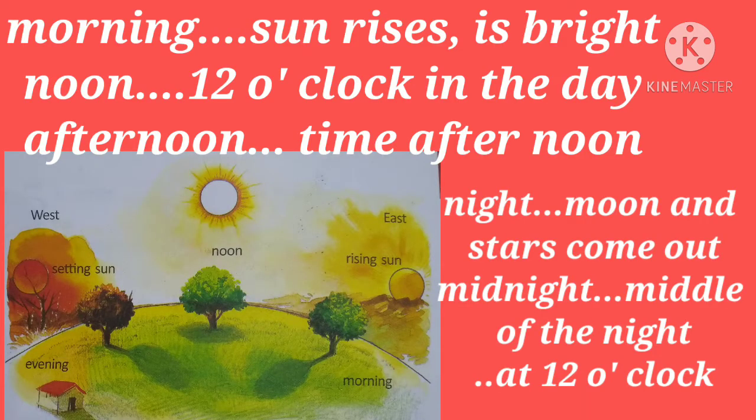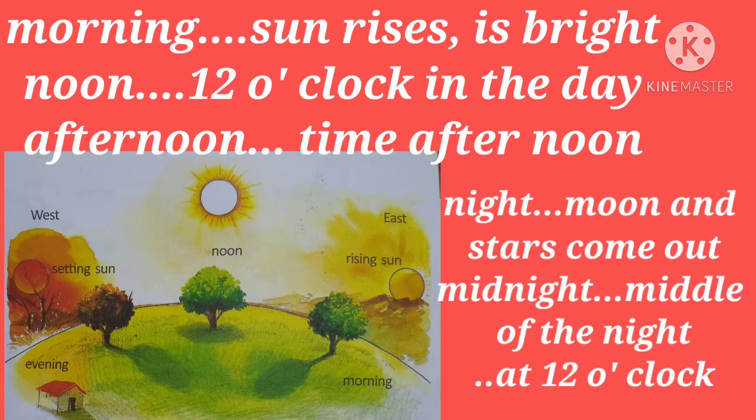The sun also helps us to tell the time. When the sun rises, it is bright. This is morning. In the middle of the day, the sun is right above our head. This is noon. And the time is 12 o'clock in the day. The time after that is called afternoon.